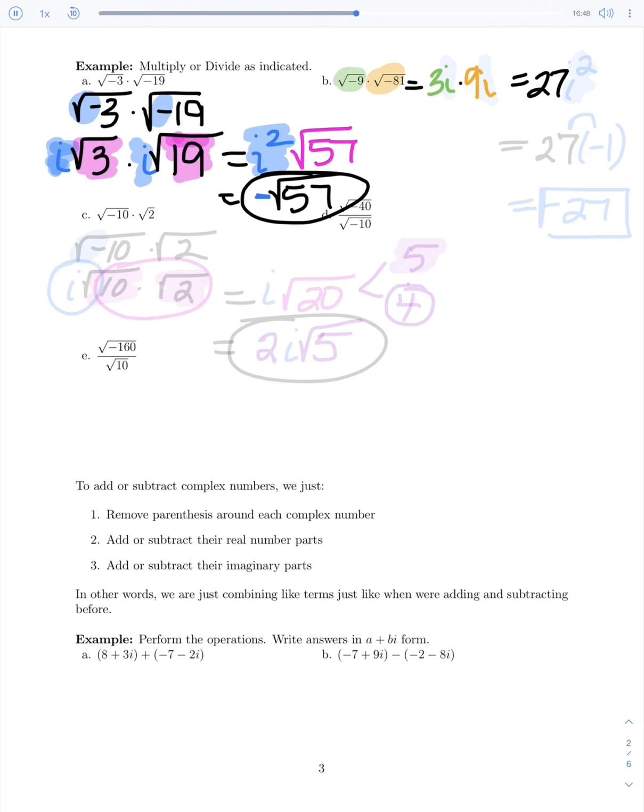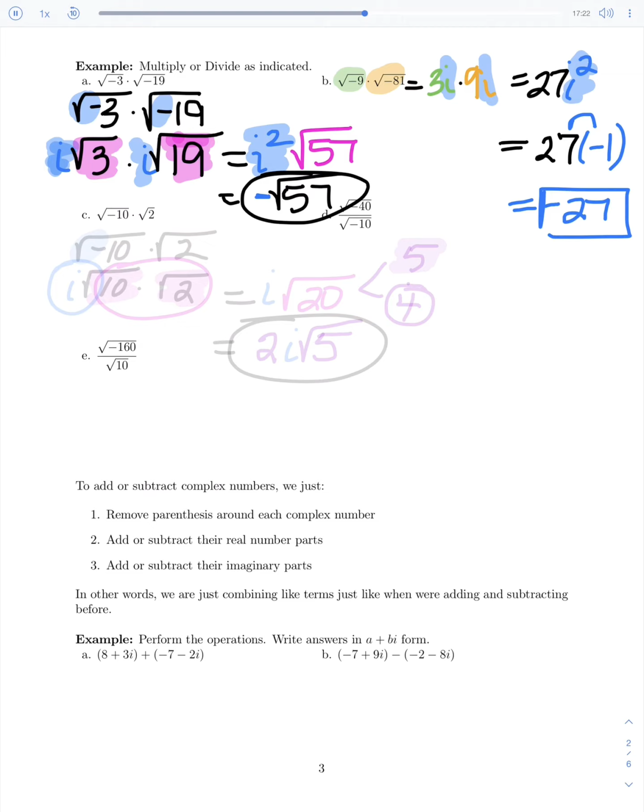Be careful. The i times the i will actually become i squared. Well, remember that the i squared here can be replaced with a -1. So we'll leave the 27, but we can replace the i squared with a -1. Then the 27 and the -1 get multiplied, which is going to give us -27. And we're done there.